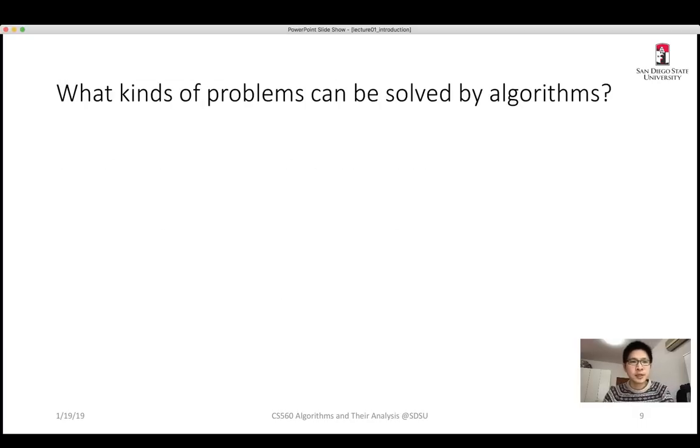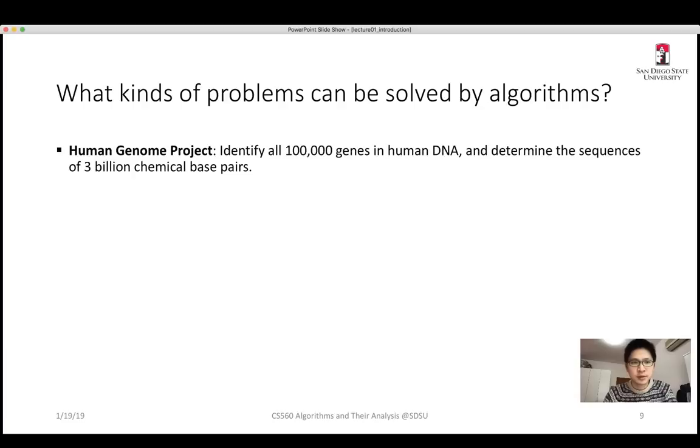Okay, so now let's look at some typical real-world problems that can be solved by algorithms. You must be familiar with the term Human Genome Project, which identified all 100,000 genes in human DNA and determined the sequences of billions of chemical base pairs. So if you view the human DNA as sequence data, then obviously there will be a lot of sequence comparison algorithms or sorting algorithms that are used to compare, for example, the similarity between different segments of DNA, right?